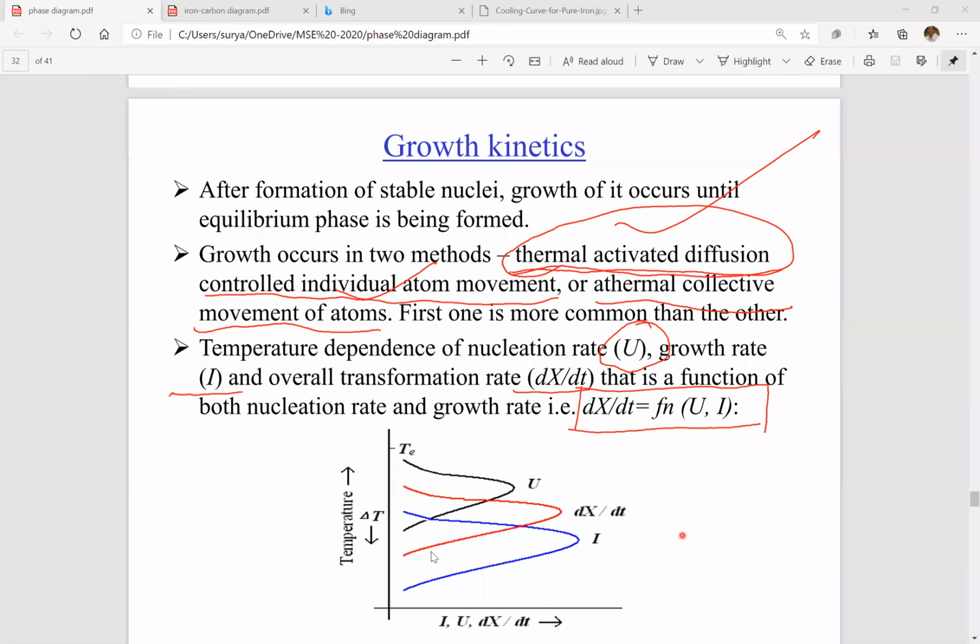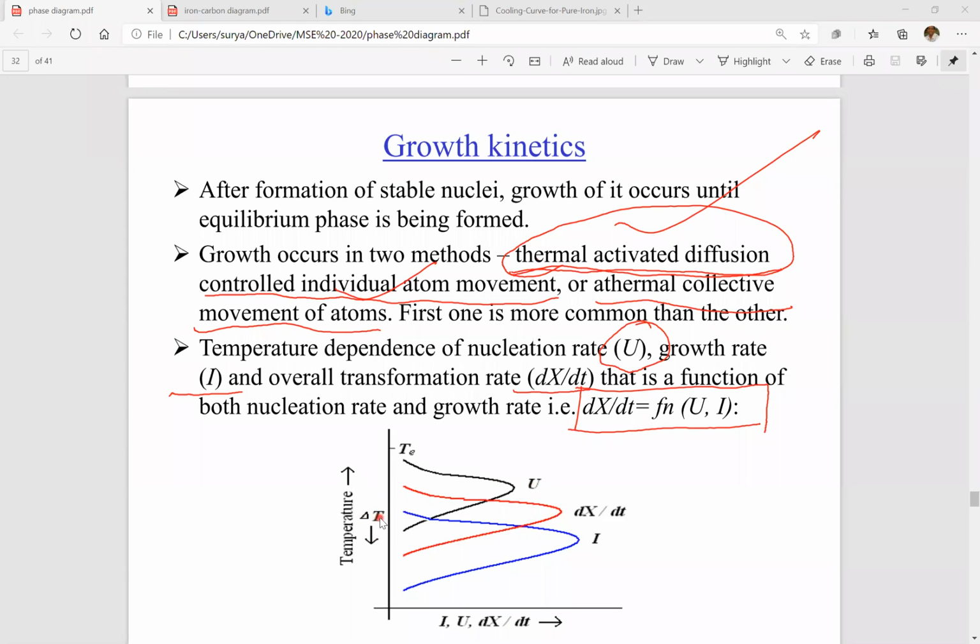If you see this diagram here, this is the temperature with respect to dx by dt. dx by dt means the overall transformation rate. Here the black curve is U, the nucleation rate, I is the growth rate, and dx by dt is the transformation rate. Three terms are plotted along with the change in temperature, del T.